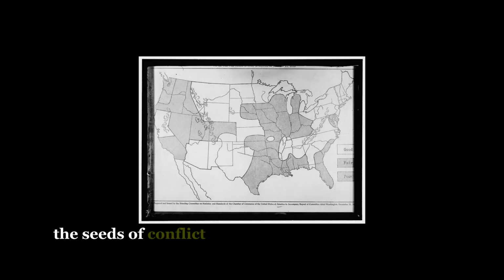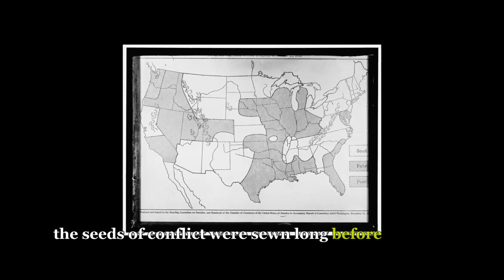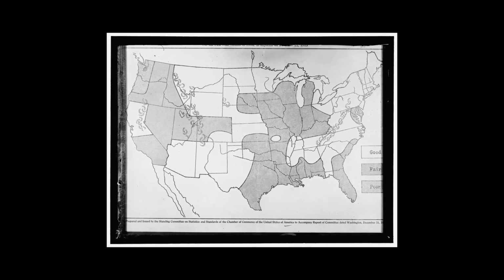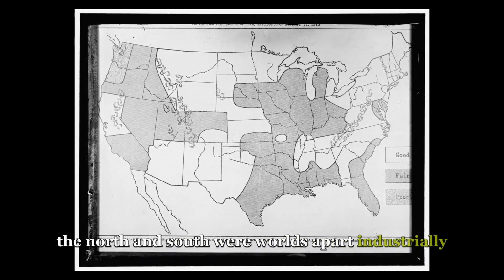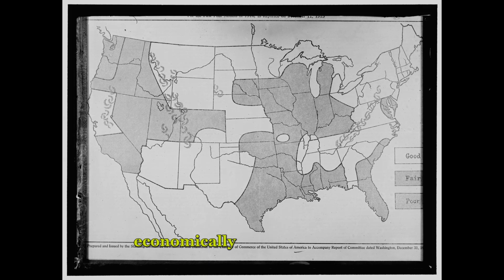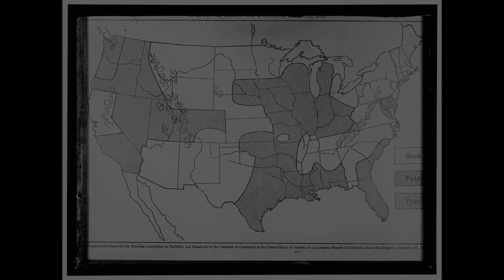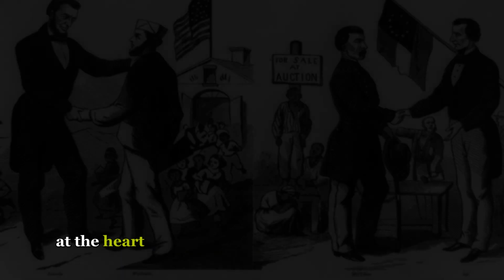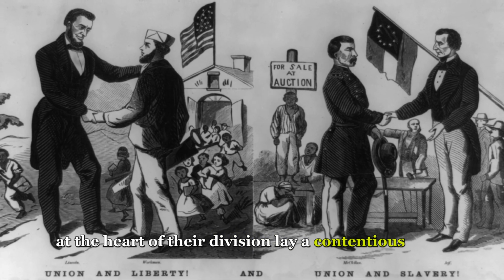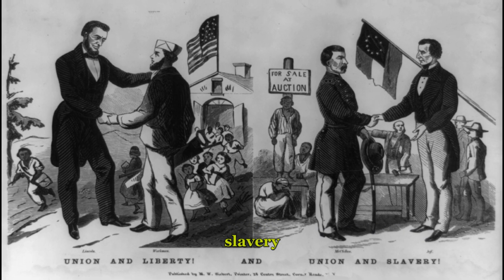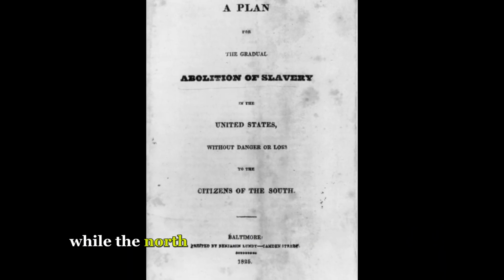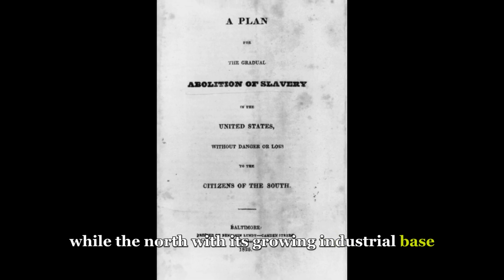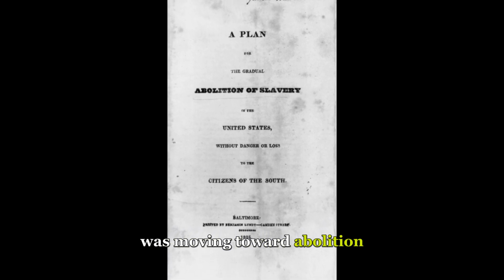The seeds of conflict were sown long before the first shots were fired. The North and South were worlds apart, industrially, economically, and ideologically. At the heart of their division lay a contentious issue: slavery. The South's agrarian economy depended on enslaved labor, while the North, with its growing industrial base, was moving toward abolition.